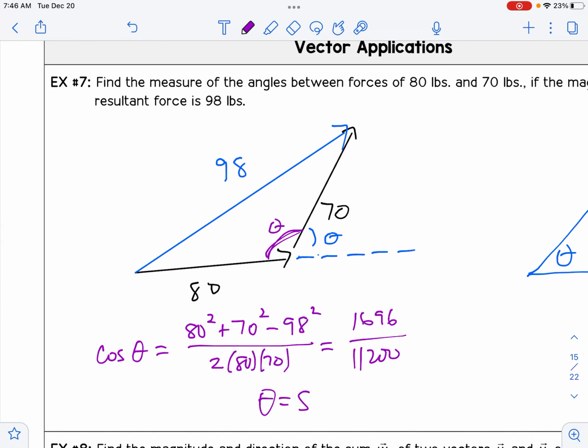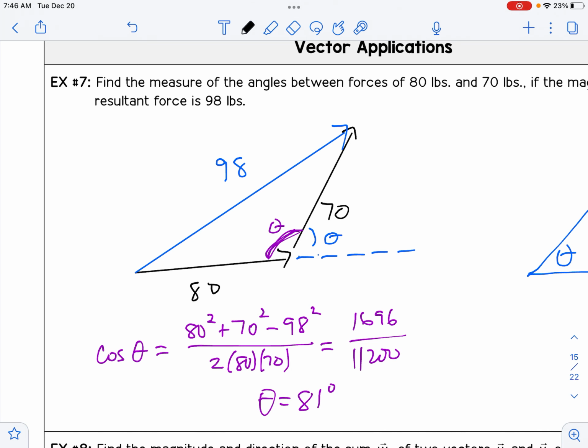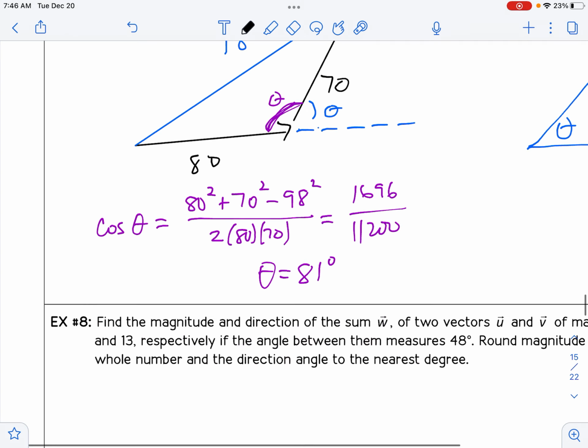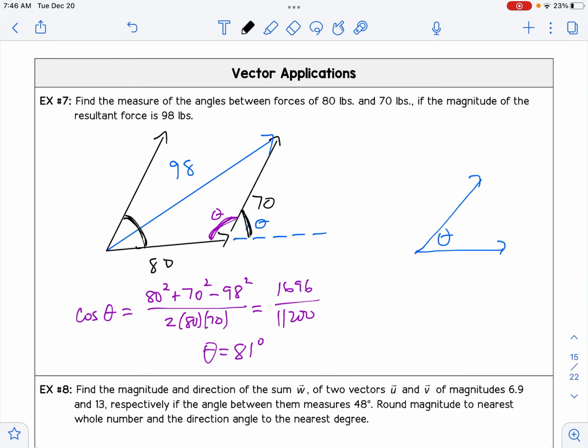All right, so theta equals 81 degrees, but again, that's not the angle between the vectors, right? If I slid that vector back down here, where it would have started, that 70-pound vector would have been down here somewhere. I'm actually looking for that angle right here, which would be equivalent to this one right here. So that's 180 minus 81, is how I would find that. So that's 99 degrees, right?